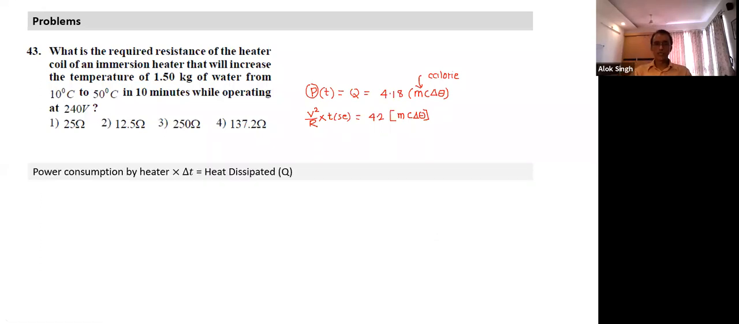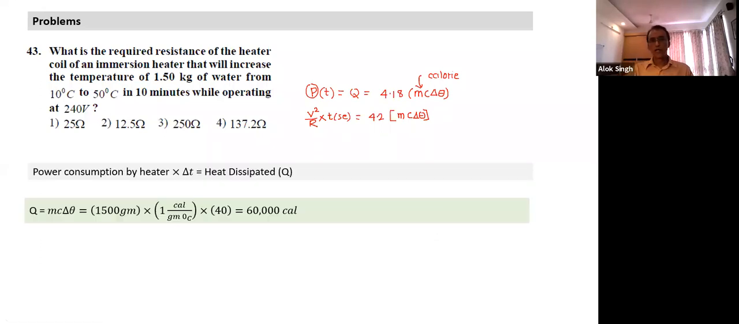So power consumption of the heater into T is equal to heat dissipated. So we write this equation here. We calculate this term in calorie first. MC delta T: mass is 1500 into 1, delta T is equal to 40. That gives 60,000 calorie.